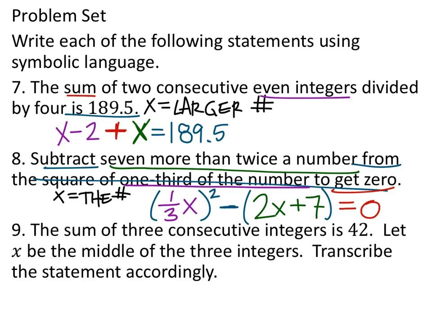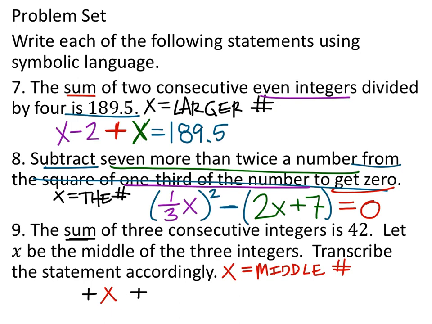Number 9, the sum of 3 consecutive integers is 42. Let x be the middle of the 3 integers. That's okay. Transcribe the statement accordingly. All right, so they've already defined x for us. x is going to be the middle number. And integers are whole values, so they're just one away from each other. And it did say it was a sum, so I'm going to add these 3 values together. And x is the middle number.